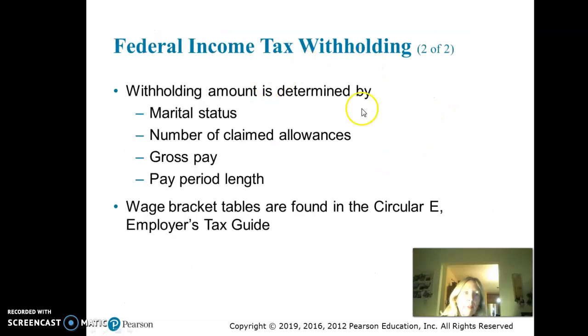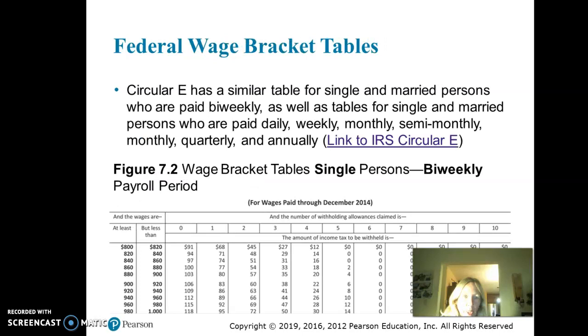Okay, so like we said, federal income tax withholding is determined by your marital status, your number of allowances, your gross pay, and your pay period length. The IRS gives these wage tax bracket tables, and those are in your book. And those are the ones they will provide you with when you do your homework. You'll look at a table, and the table looks a little bit like this. So the way this works, it's kind of important you pay attention here.